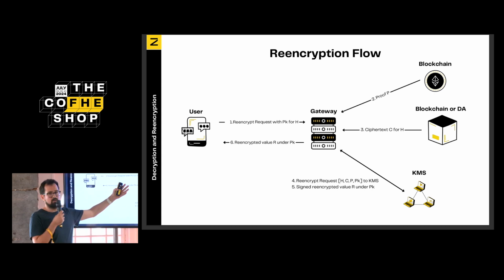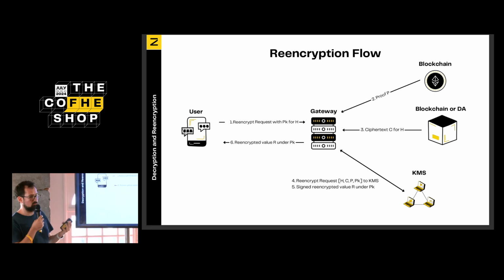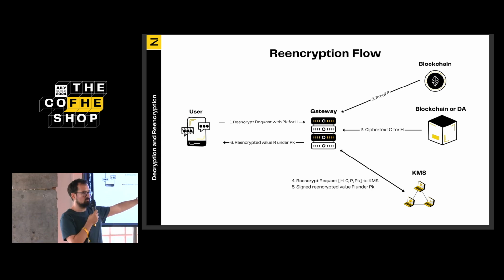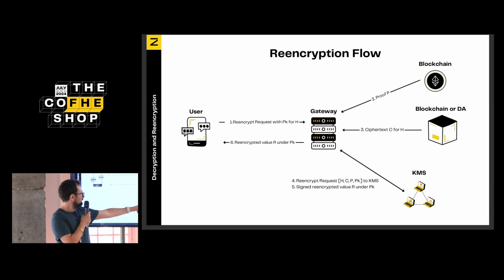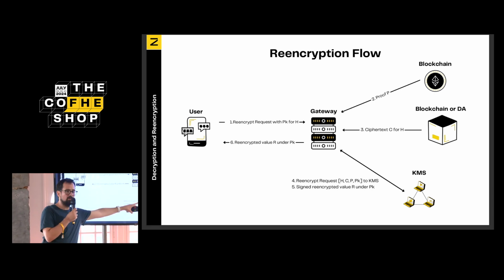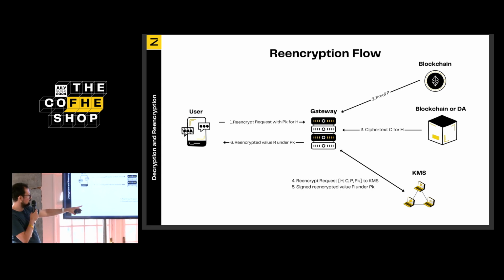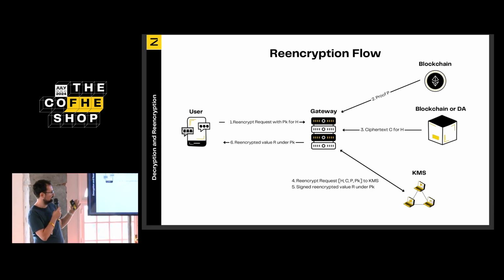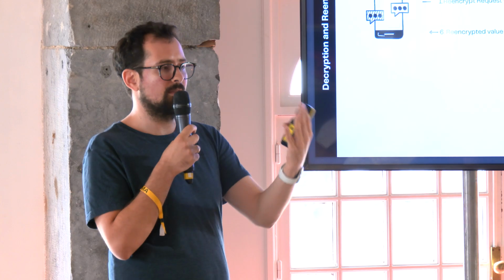The gateway will again fetch the similar proof, the storage Merkle proof. Again, step 3, fetch the actual ciphertext. And step 4, send all the data to the KMS, but this time including the public key. And now the KMS will magically transform the value from being encrypted under FHE to the user's provided public key, but without revealing the value at any point in time. It's not decrypting and then encrypting.